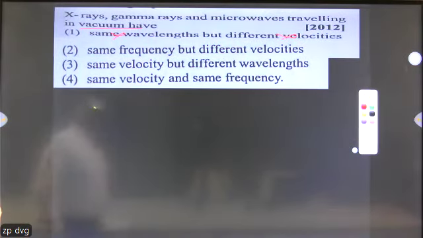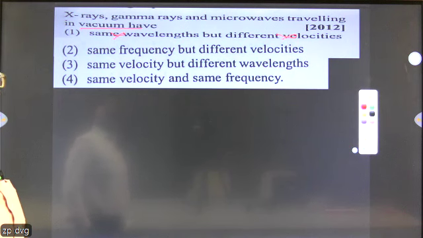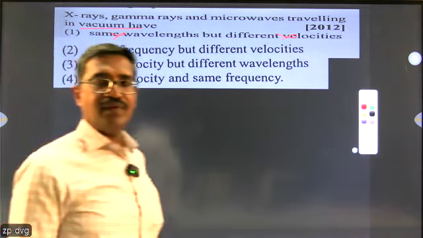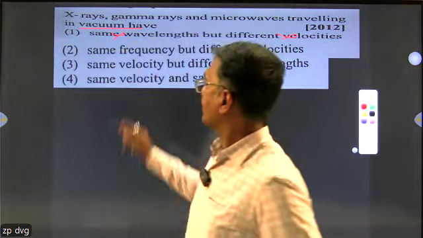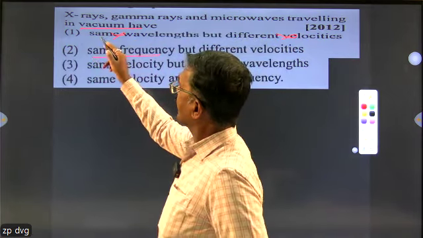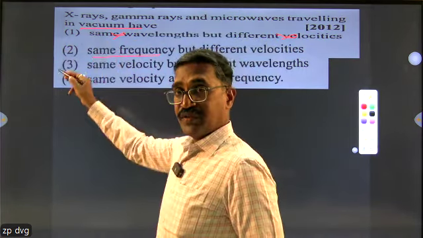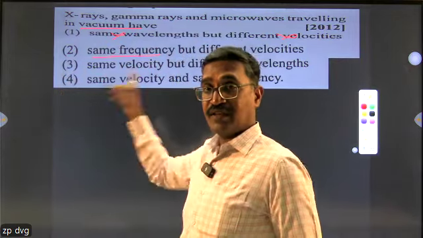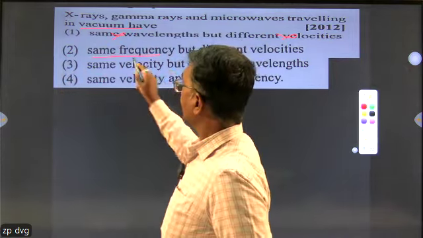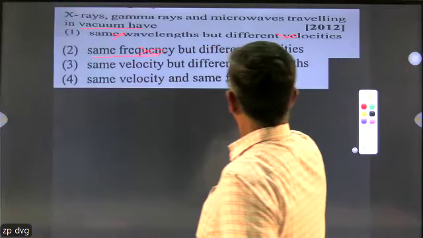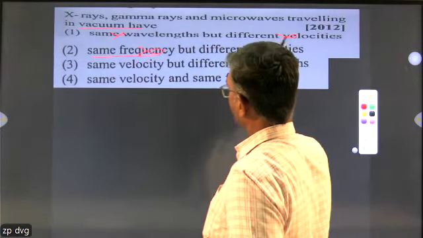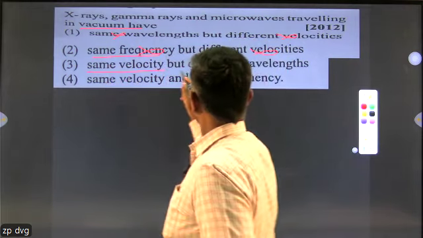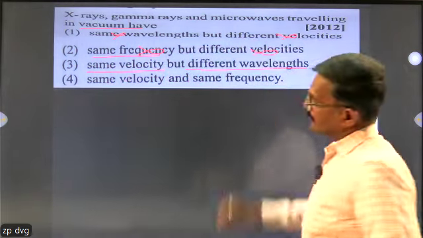The second says same frequency but different velocities. Do X-rays, gamma rays and microwaves have the same frequency? No. Frequency is different, because as you move from radio waves to gamma rays, frequency increases. So they cannot have the same frequency but different velocity. Velocity is the same in vacuum. Same velocity but different wavelength.